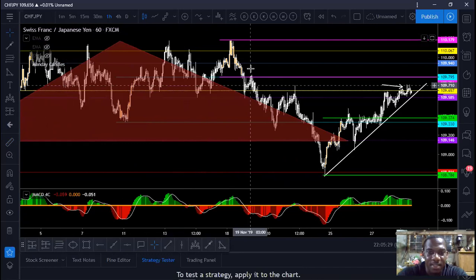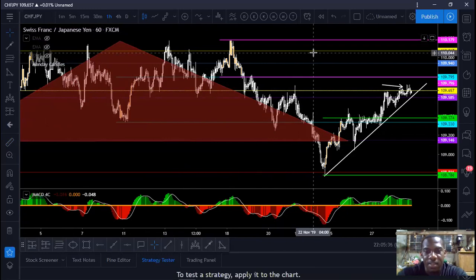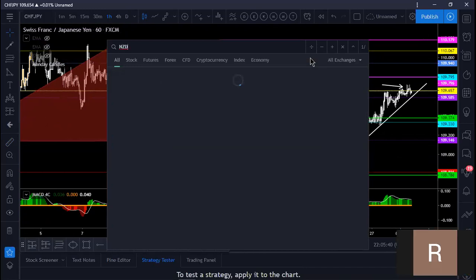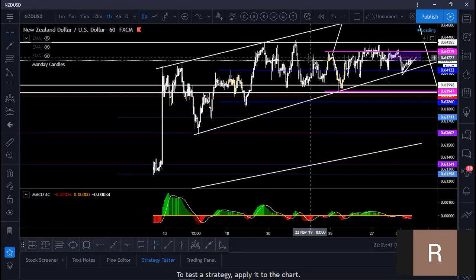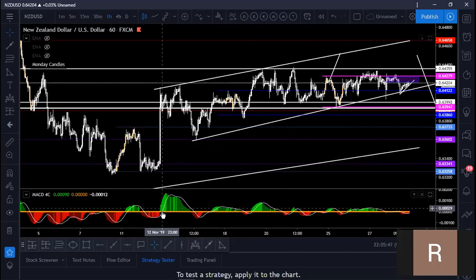I don't really like it when it's choppy like this, but when you get nice news, like on the same NZD/USD, the market left with a bullish engulfing, like in this case, right down here.